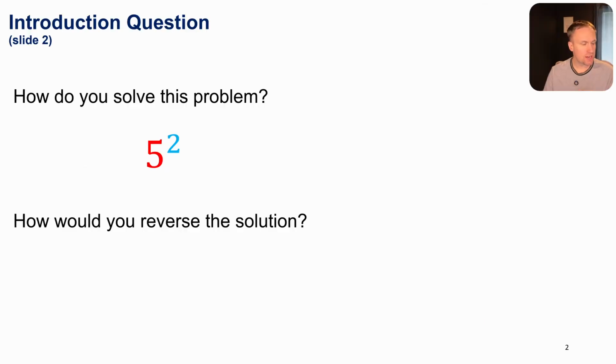So the question I'd like to get started with is, how do we solve the following problem here where we have a big number 5 next to a small little number 2? What's this type of problem actually called as well? And then if I was to solve this problem, how would we actually reverse the solution? So go ahead and pause the video here and write down some of your thoughts for this initial question.